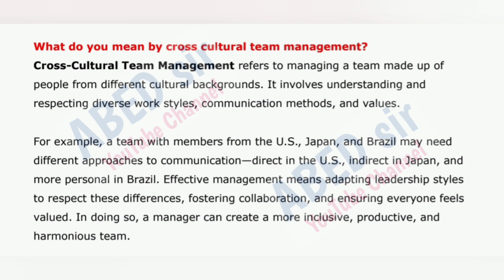For example, a team with members from the US, Japan, and Brazil may need different approaches to communication, direct in the US, indirect in Japan, and more personal in Brazil. Effective management means adapting leadership styles to respect these differences, fostering collaboration, and ensuring everyone feels valued. In doing so, a manager can create a more inclusive, productive, and harmonious team.